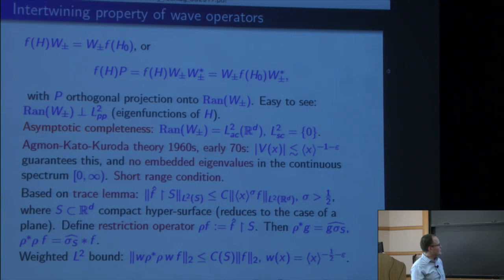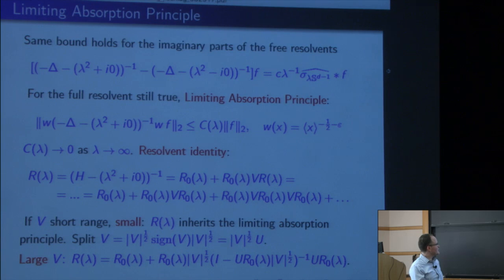And what is the relevance of that for the resolvent? Well, a lot, because your surface is actually the vanishing of the Fourier transform of this, which is a sphere of radius lambda, so the imaginary part of the free resolvent is convolution by the Fourier transform of surface measure. But it turns out you don't need to take the imaginary part. This statement is still true for the full resolvent. That's the famous limiting absorption principle that was the key technical engine of that theory.